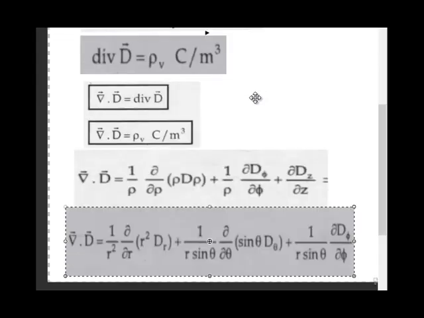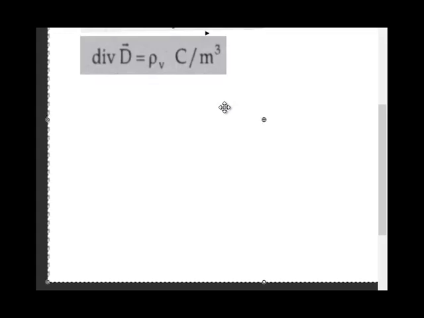So on divergence, there is another topic, the divergence theorem. In this case we just follow up on the previous law that we have studied, that is Gauss law, which states that the surface integration of D dot ds equals the volume integration of rho v dv. This is called the divergence theorem.